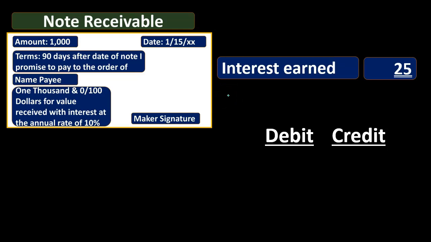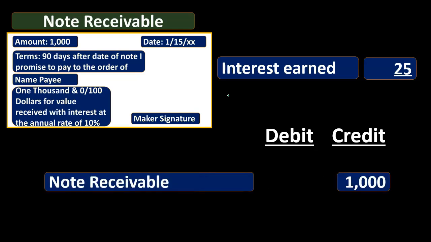Okay, so then if we're going to say that the interest is $25 that will be earned at the end, then when we get paid at the end of the time period, what's our journal entry going to be? Well, cash is going to be received, and the note receivable is going to come off the books. Now, we'll see this with an example problem with a trial balance. It's a lot easier to see if you have a trial balance.